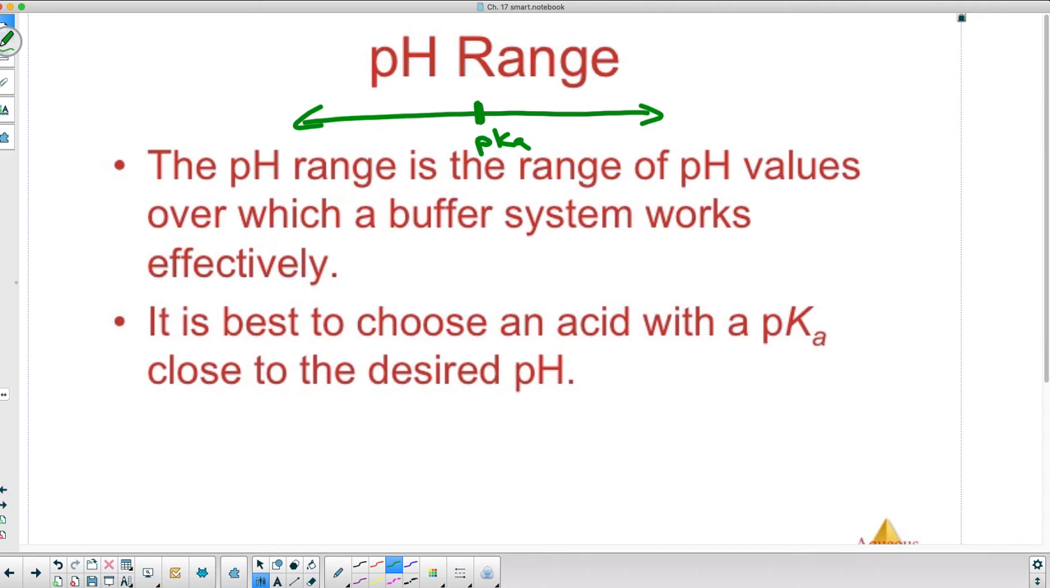Here's our pKa. This would be pH of 0 and this pH of 14. If I've got a pKa close to 7, that means you could add a decent amount without changing the pH significantly, if you have a big buffer capacity. So if you're looking for a buffer around a pH of 4, then you would want an acid with a pKa around 4. That's what you're looking for.